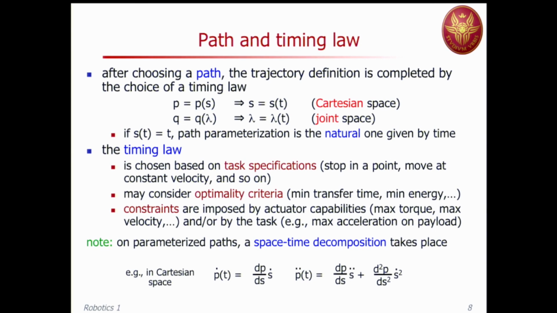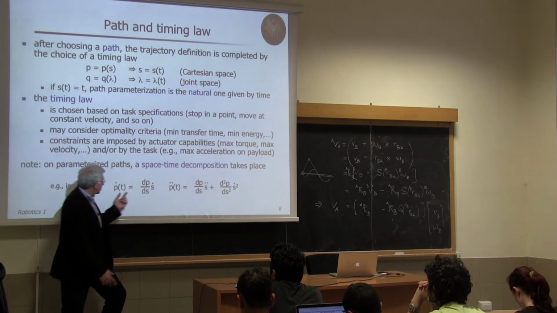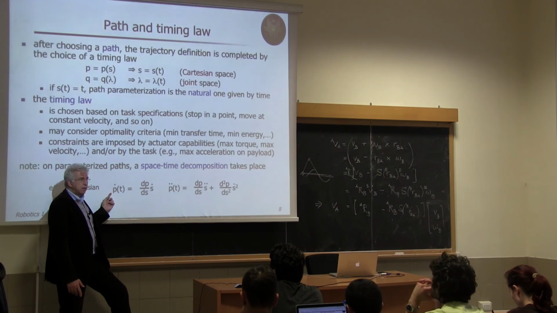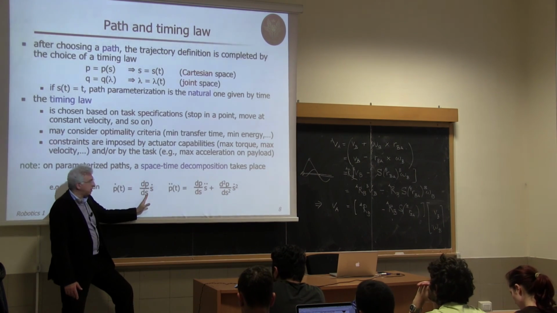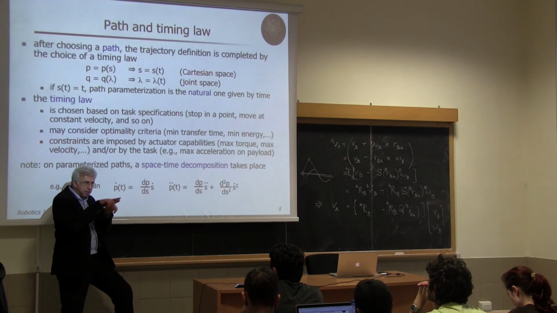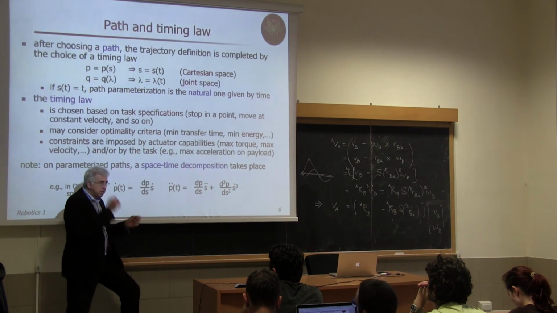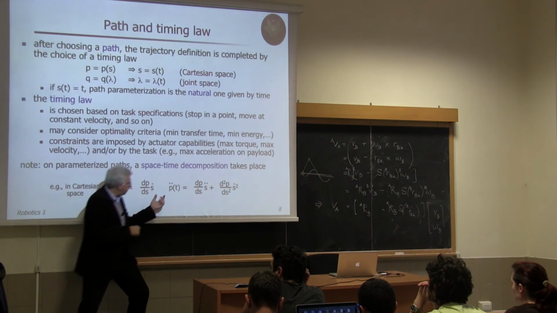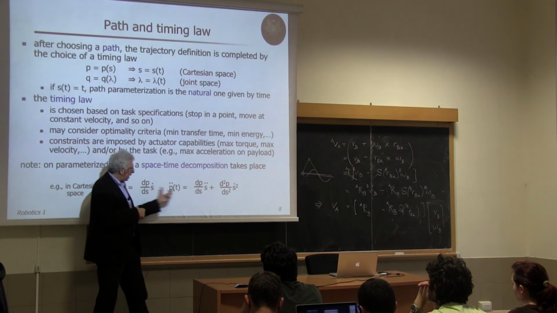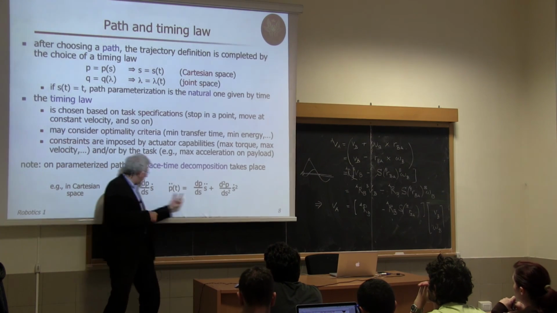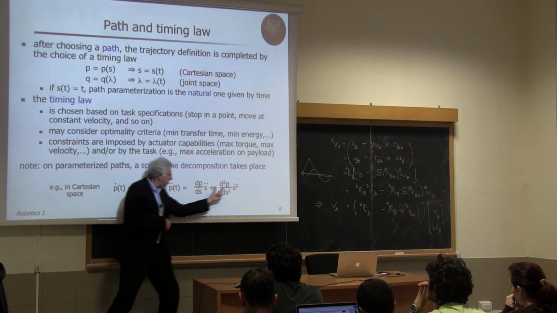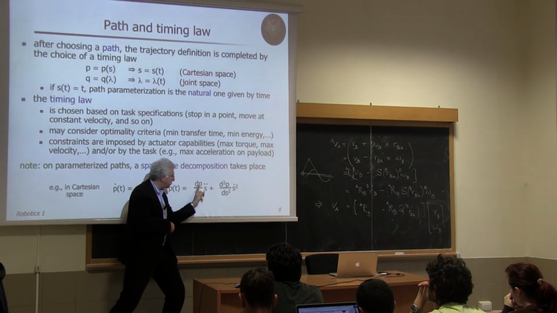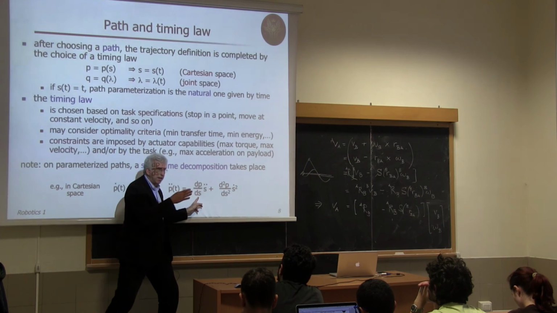So s dot times s dot, so I have an s dot squared appearing here. Okay? And you can recognize that this velocity is made by the tangent vector, dp/ds, the tangent to the path, times a scalar, which means how fast I'm going along the tangent. So if I do this here and look at the acceleration, I recognize the same vector here, and then another vector here. These are scalars, but these are vectors. And this vector is the tangent.